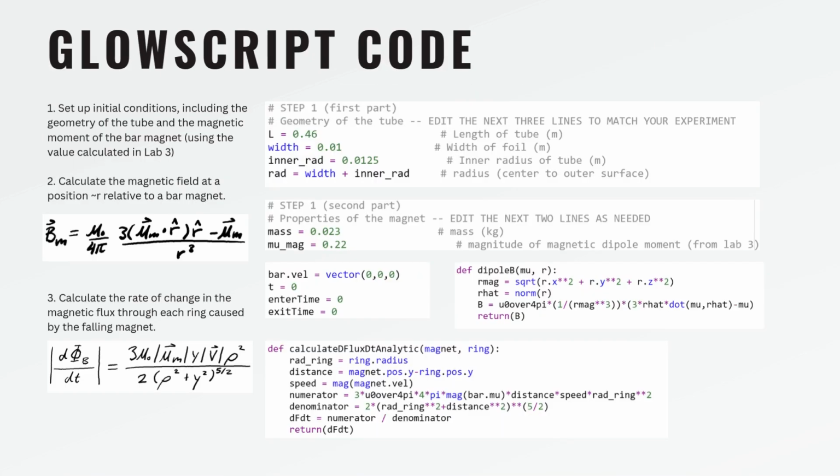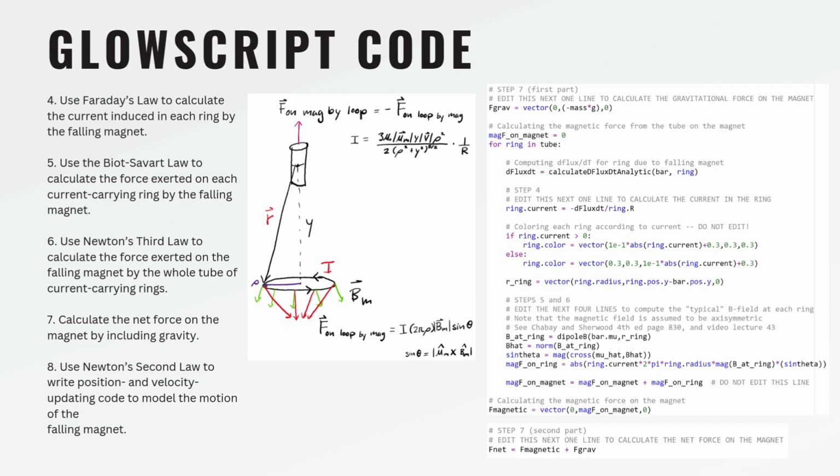For the GlowScript code, I first set up the initial conditions, including the geometry of the tube and the magnetic moment of the bar magnet. I then calculated the magnetic field at position r relative to the bar magnet, using the equation for the magnetic field of a dipole. Next, I calculated the rate of change of the magnetic flux through each ring caused by the falling magnet. Then I used Faraday's law to calculate the current induced in each ring by the falling magnet.